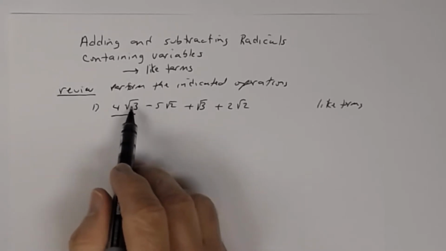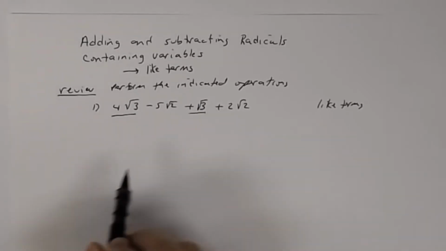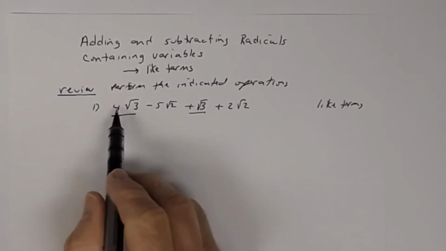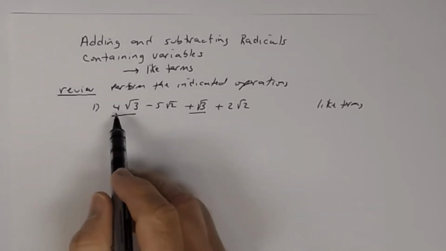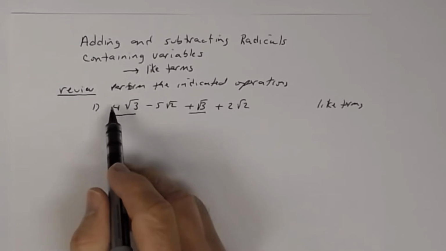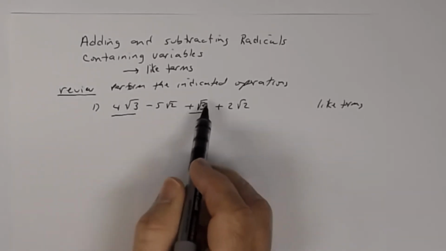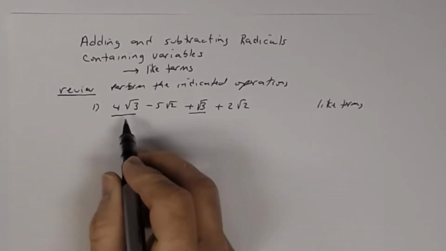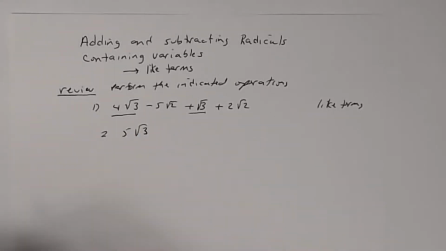So the radicand here is 3. If you notice, this term and this term are like terms. And so when you do this problem, you can consider this 4 as a coefficient of the square root of 3. So basically you have 4 square root of 3's, and then I have 1 square root of 3. So when I combine those like terms, I get 5 square root of 3.